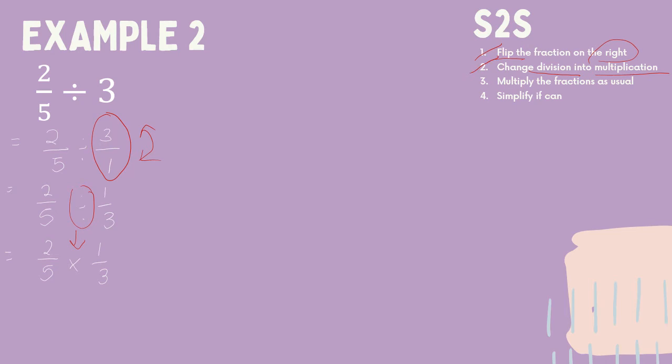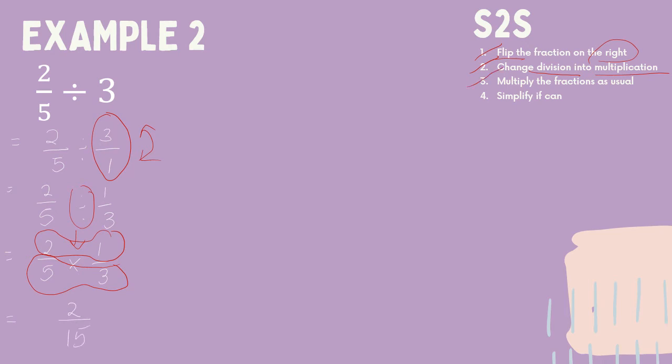To be on the safe side, let's just do this. 2 times 1 and 5 times 3. So 2 times 1 gives us 2. Oops, that should be in white. 2 times 1 gives 2. 5 times 3 gives 15. So that is step 3.